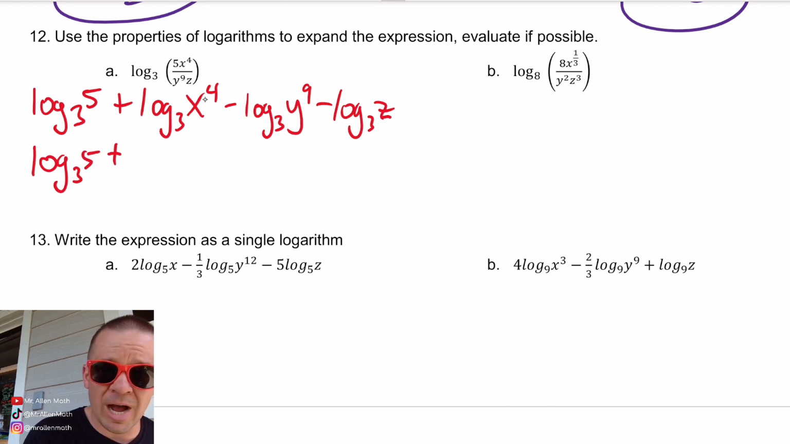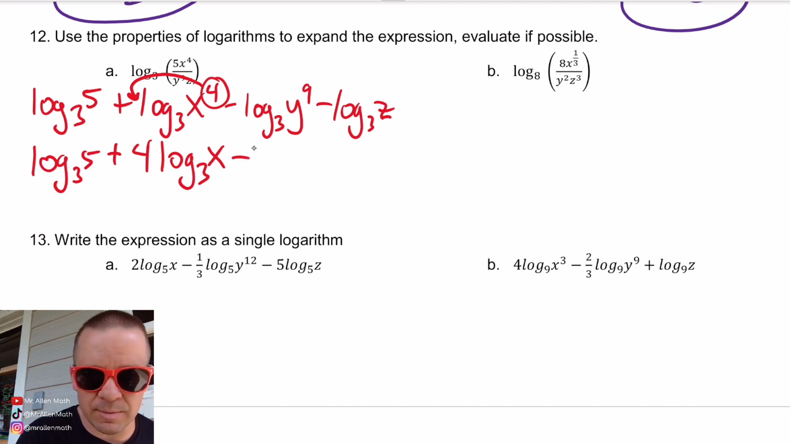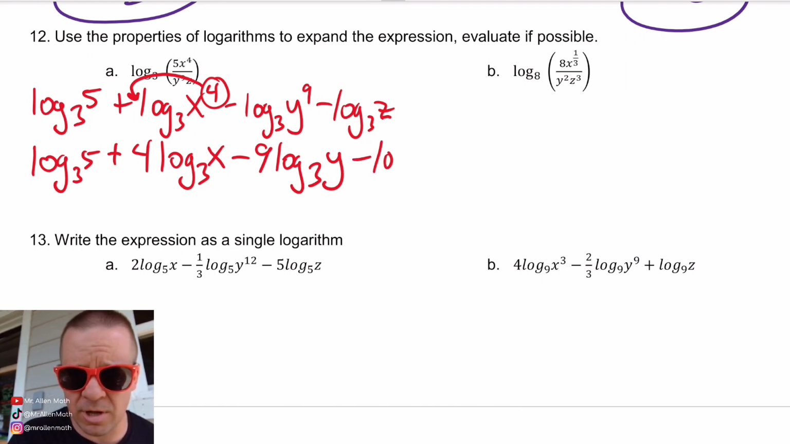The next one here, I got that exponent of 4, so that can go out in front and become a coefficient. So we're going to have 4 times log base 3 of x. Same goes with these next ones. I'm going to have minus 9 log base 3 of y. And then we have no exponent for the z, so it's just log base 3 of z.